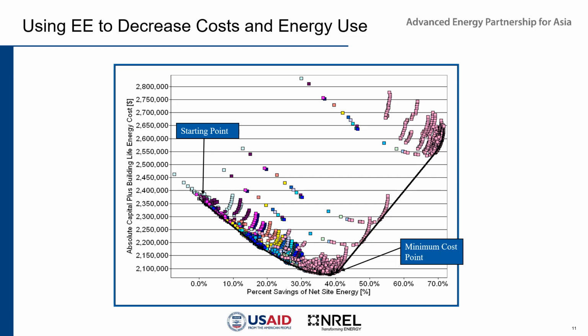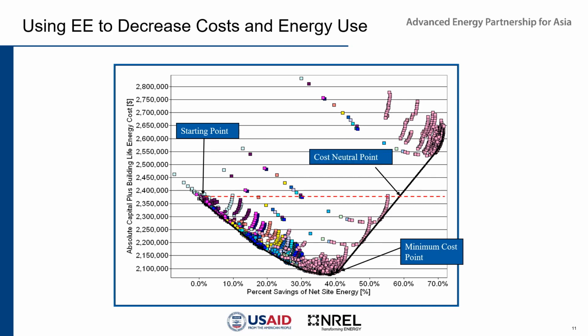And so at a minimum cost point, right at the bottom there, you're almost at 40% energy savings from your original, and it costs less to operate and to pay for the building. Obviously, there might be an initial cost that is higher, that gets to be mortgaged over time, but because of the energy utilities, the savings, the overall cost for the lifetime is smaller.